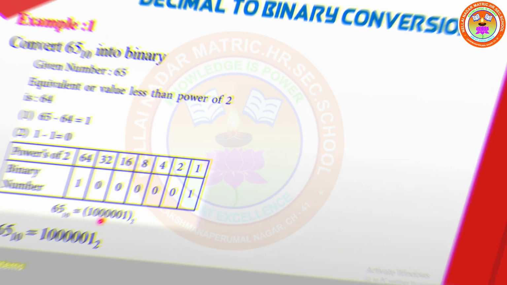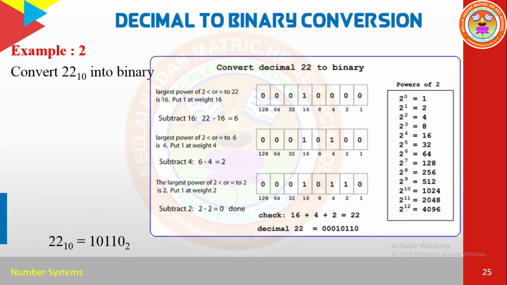Understood? Yes. This is another example of decimal to binary conversion. I will make the explanation clear. Here, what is the given number? That is 22. 22 is the given number, base 10. So this is a decimal number. Now we are going to convert this decimal number into binary.